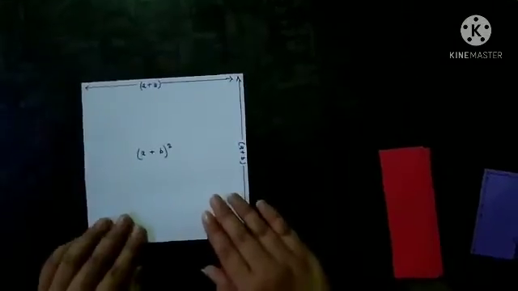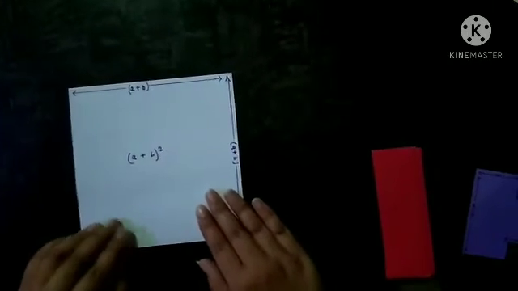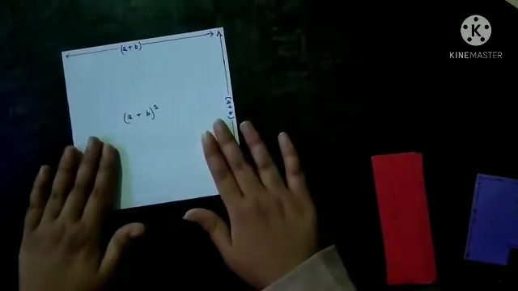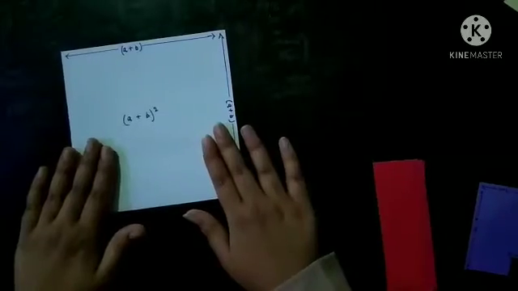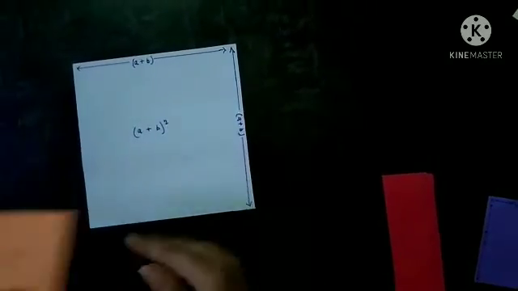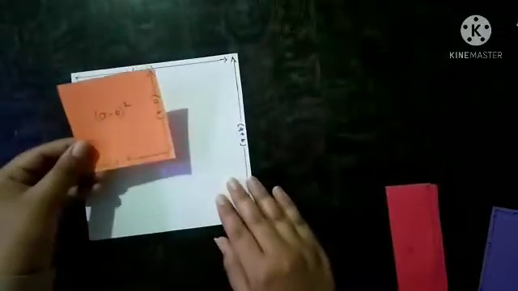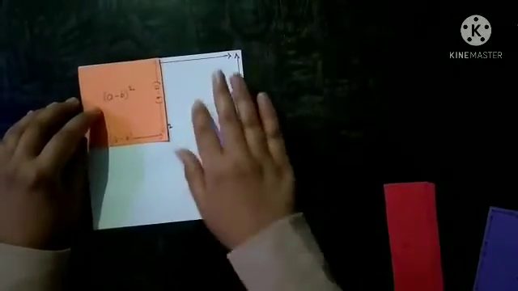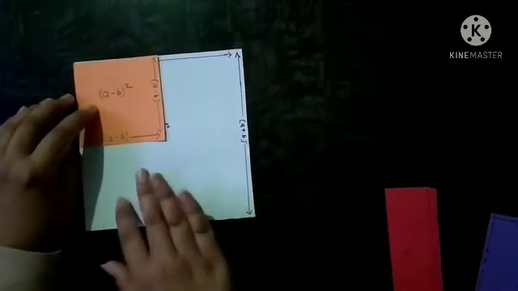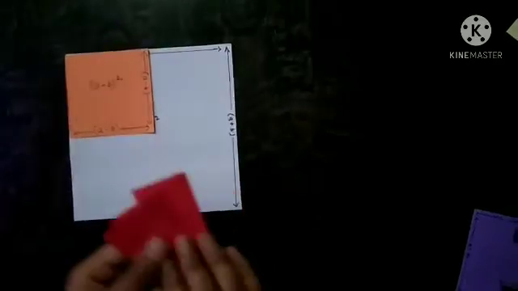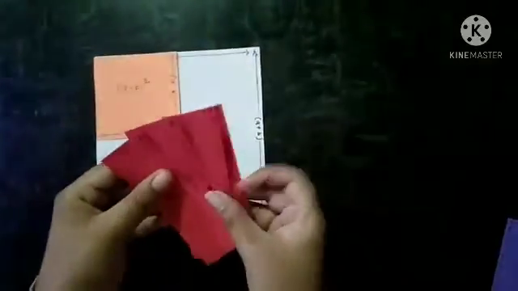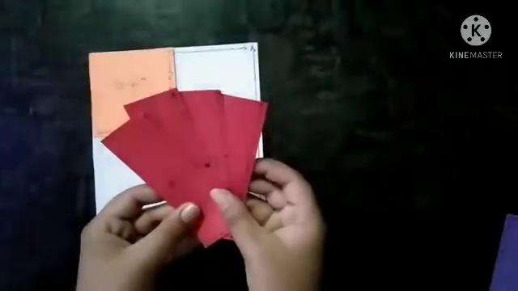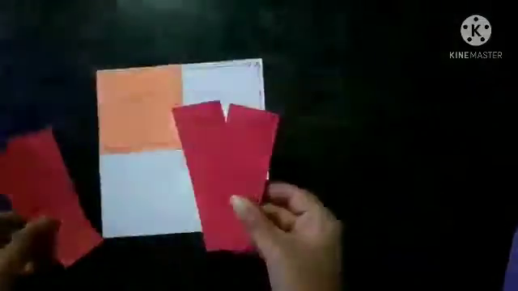Now let us demonstrate this activity. For this, we will take a square cutout representing (a + b)² and try to put another square cutout representing (a − b)² on it. And now we have to verify whether the remaining portion is equal to the area for 4ab. For this, we will take these four rectangular cutouts representing 4ab and try to place them on it.